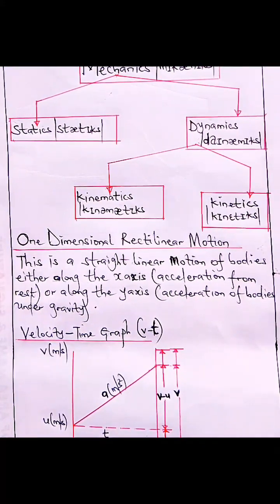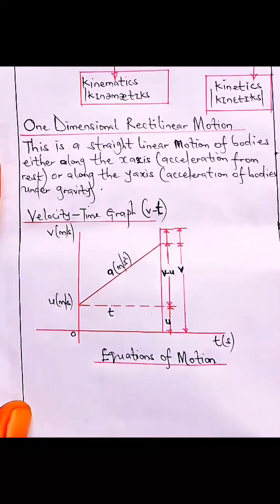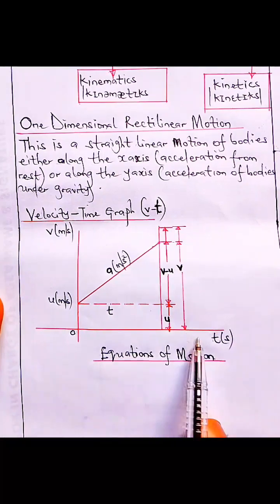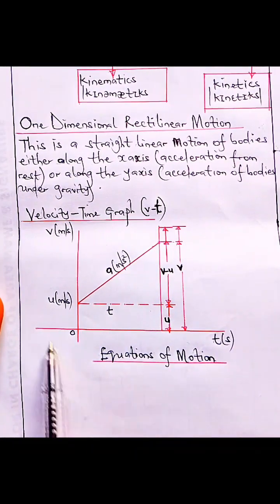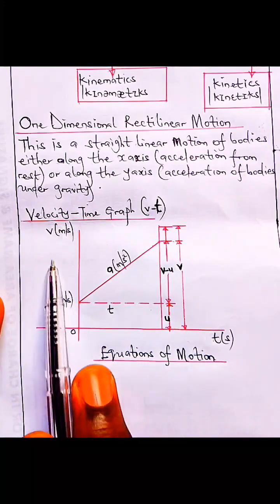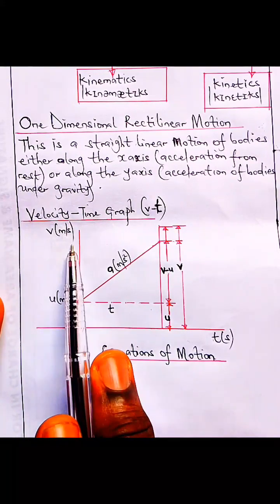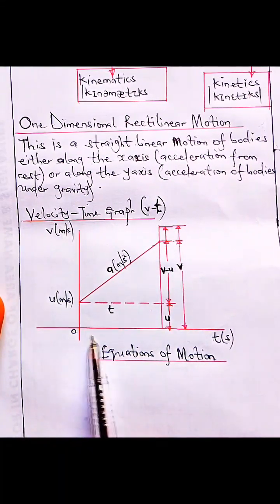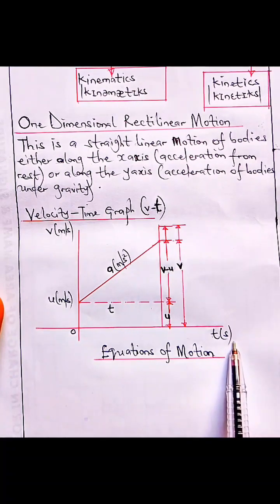We're going to be using this velocity-time graph to get a couple of formulas under our equations of motion. As you can see, along the y-axis is what we call the velocity, which is in meters per second. Along the x-axis is what we call time, which is in seconds.